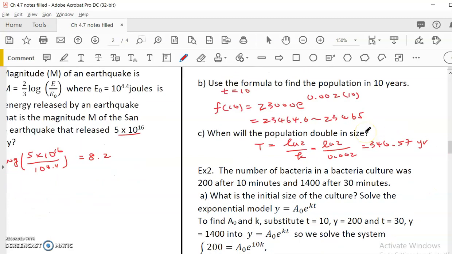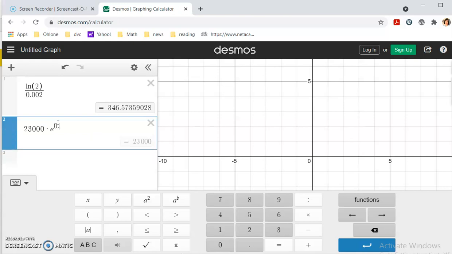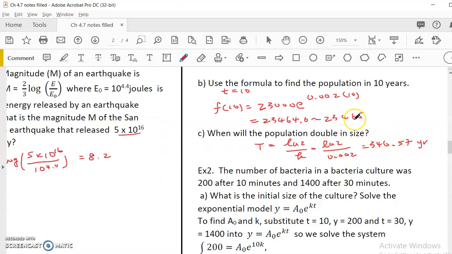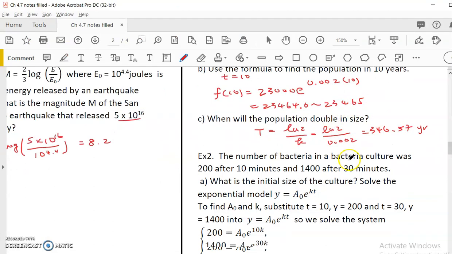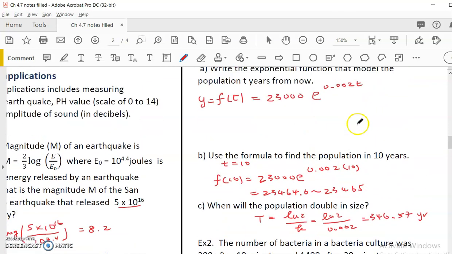because the growth rate is really slow. Oh, and for the last one, you can do the calculation as 23000 times e to the power of 0.002 times 10. So that's how you get 23465.